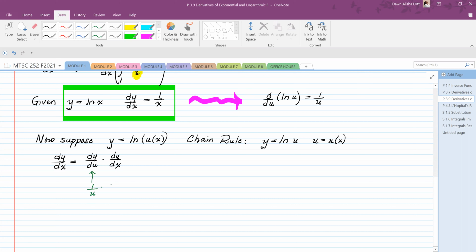And then this is still du dx. So there we have it: the derivative with respect to x of the log of u of x says do the same thing. Throw u to the basement, and then multiply by its derivative.